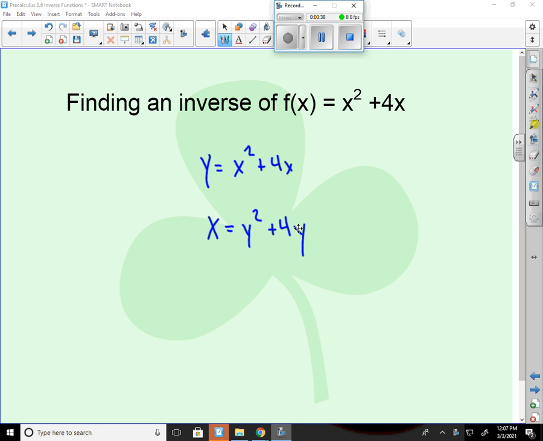Lastly, we have to solve for y. Now, because I have a y squared and a 4y in here, there's no way that I can solve for y by traditional means. But what we can realize is that this is a quadratic function because it has a second power, which means I should use the quadratic formula to solve this. If you remember the quadratic formula, that's negative b plus or minus the square root of b squared minus 4ac all over 2a.